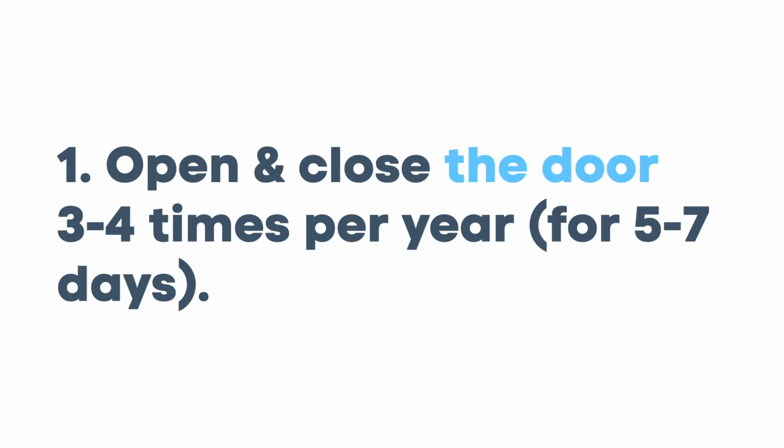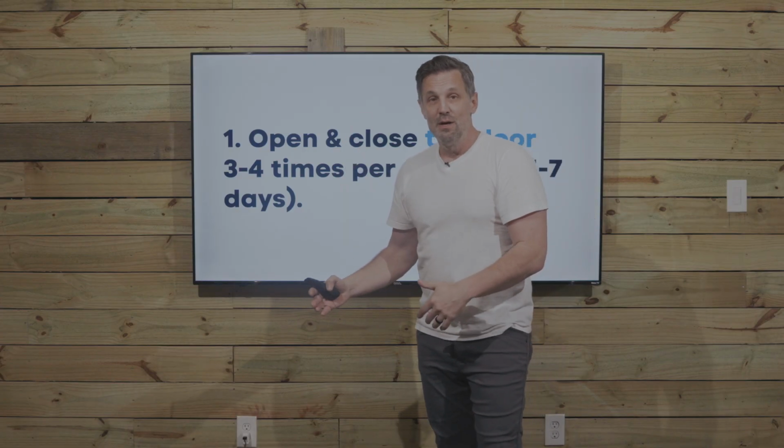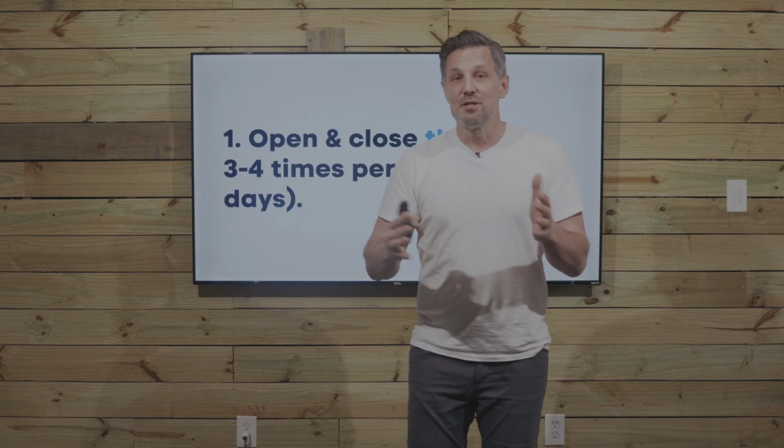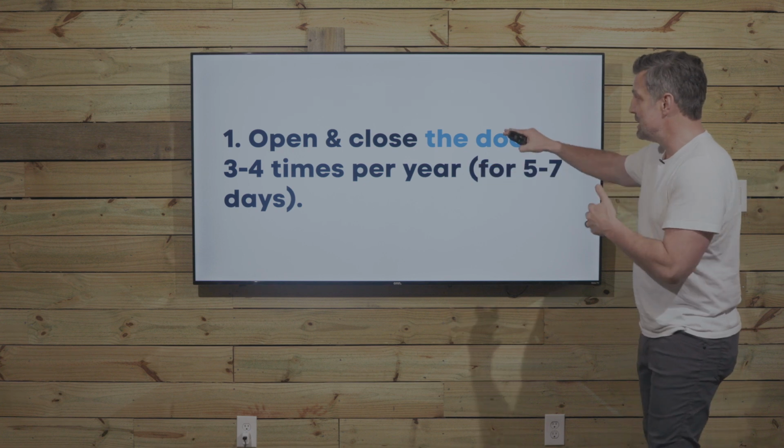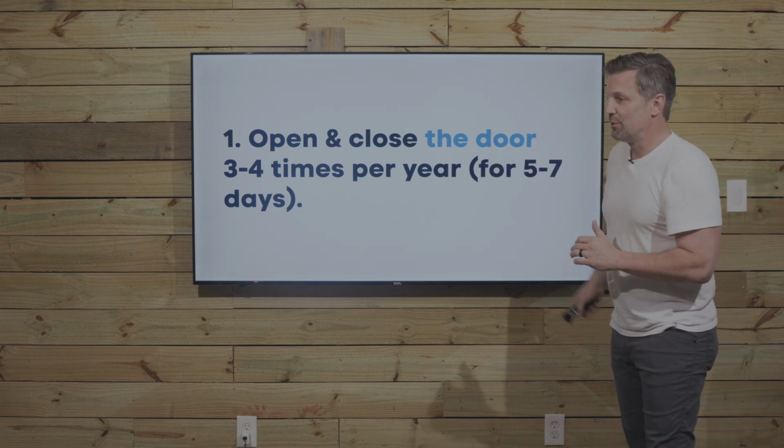And here's what you do. Number one, you open and close the door 3 to 4 times a year for 5 to 7 days. That means, just to be clear, you're going to be running probably 4 public-facing launches for your membership group that are going to take about a week each. So 4 weeks out of the year, once a quarter, if you follow this plan, you're going to be launching that membership program.